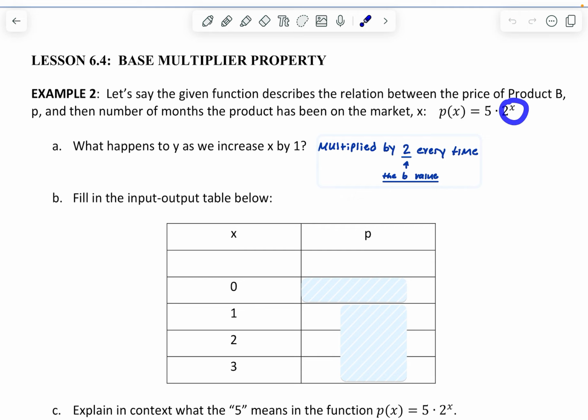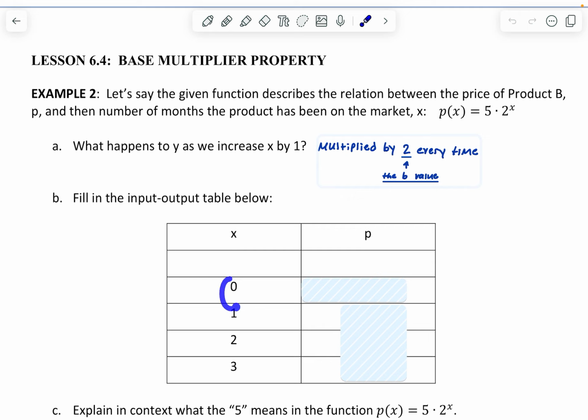As x increases, say x starts at 1, then it's 5 times 2 to the 1 power. If it increases by 1, it's 5 times 2 squared, to the second power. 5 times 2 to the third power, cubed, right? So on and so forth. But we are just multiplying that by 2 every single time. We're adding another number into our exponent.